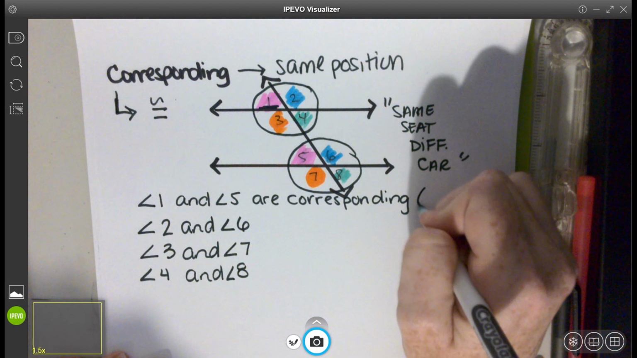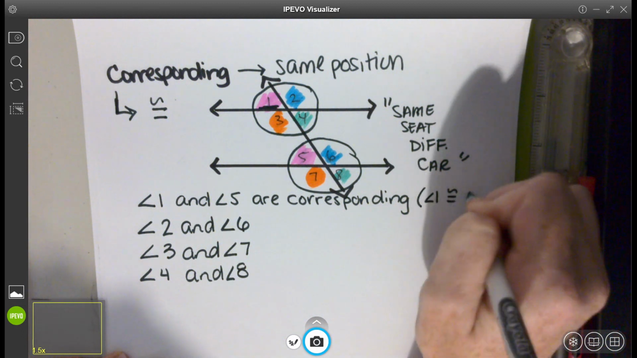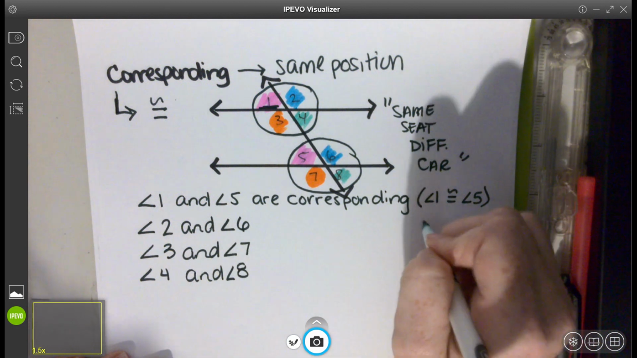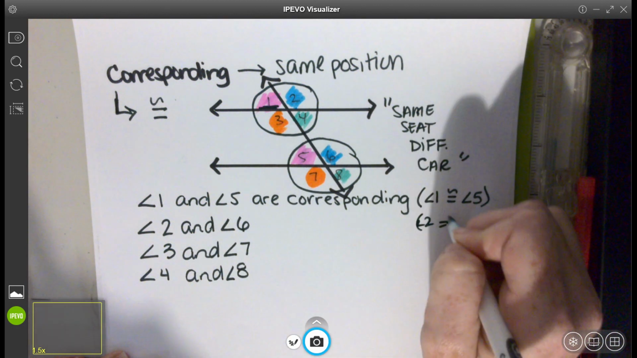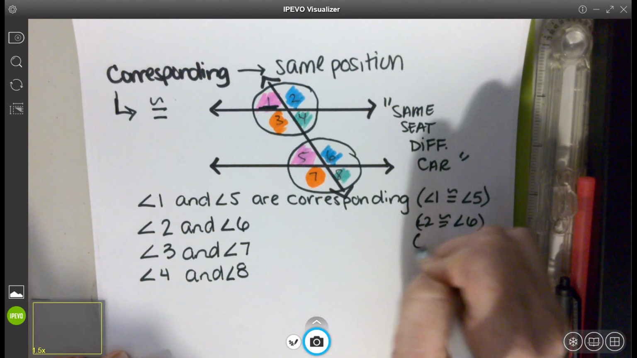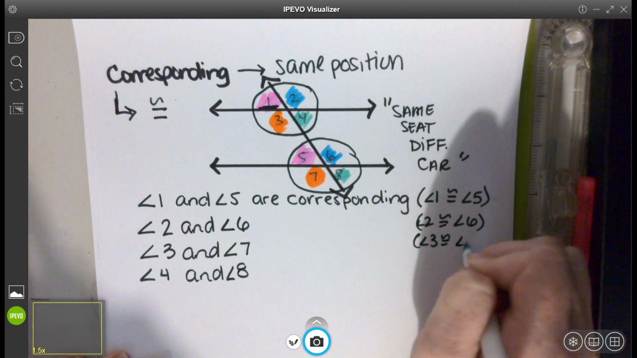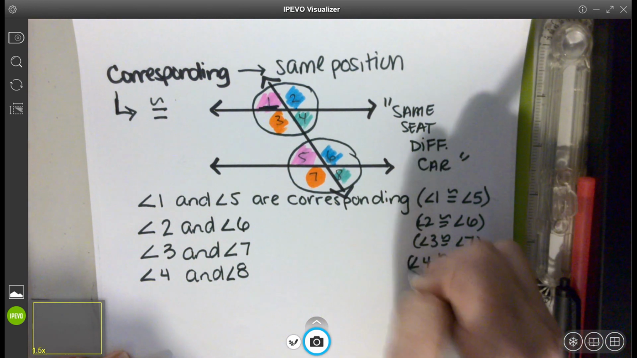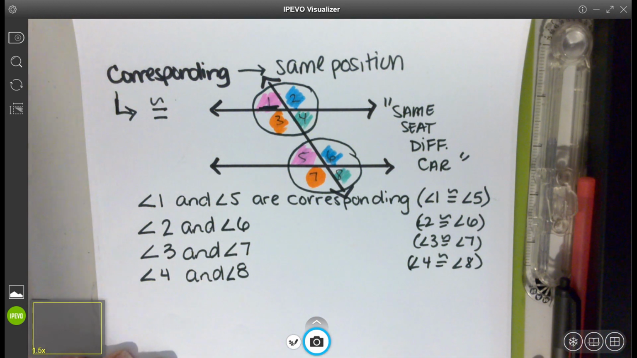So I could say angle 1 is congruent to angle 5. And I can say that angle 2 is congruent to angle 6. And angle 3 is congruent to angle 7. And angle 4 is congruent to angle 8. So not only are they corresponding, I can say that they have the same measure.